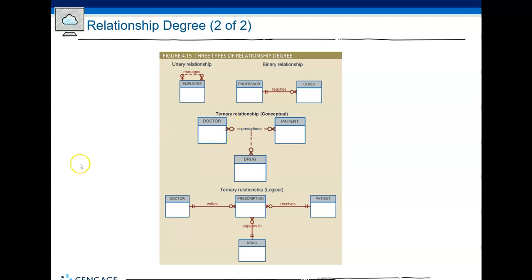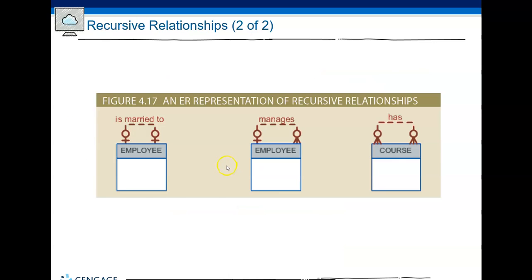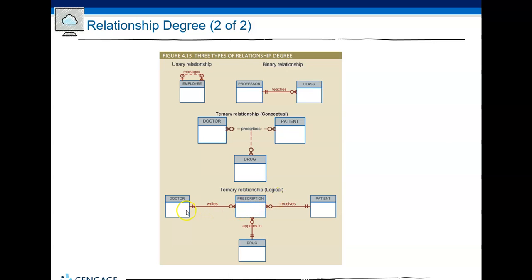I'm going to say this probably shouldn't be many, and it shouldn't be 0 right here, but that's not my choice to make. I'm just trying to interpret it. So this is conceptual, and this is the logical here. They're just saying that when it comes time to put this into a database, you would probably have this prescription in the middle to tie it all together.